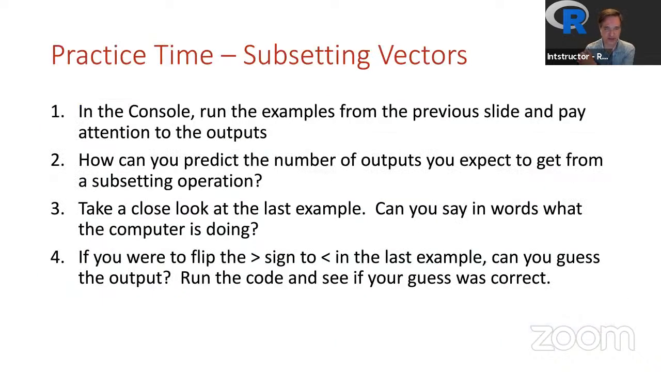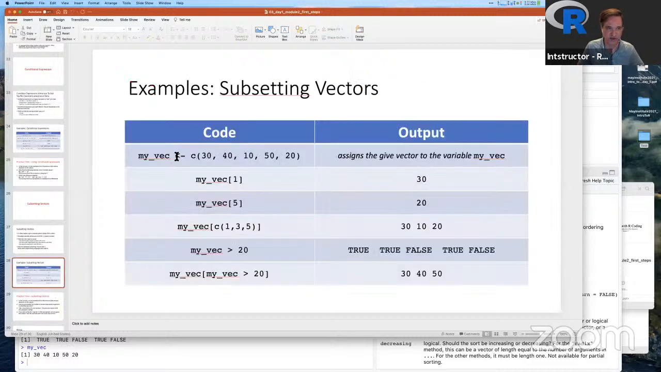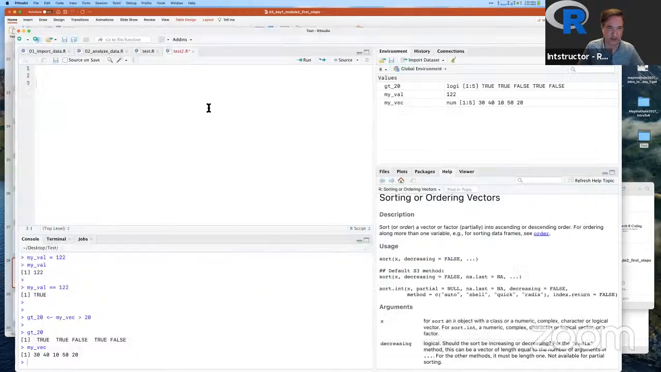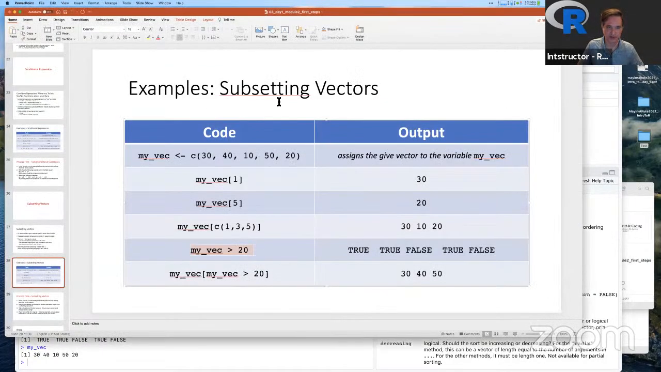Okay, so I think the last practice time for this intensive section, like we did before, I want you to please go back into the console and run some of these examples from the previous slide. Go ahead and copy and paste this vector and play around with some of these indexing operations. Maybe try changing this conditional expression to something else and see how that affects the results. Let's take a few minutes to go and try practicing on some of those items.